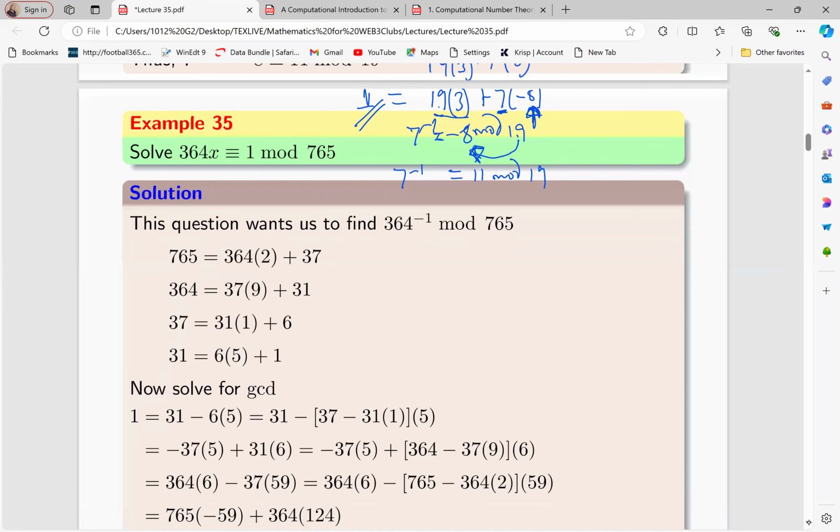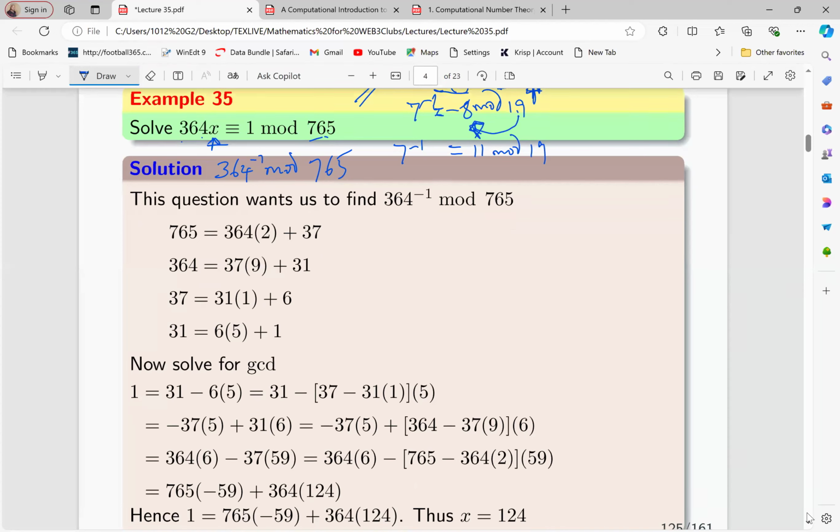Finding the GCD of 364 and this. And this question is asking you to find a value x. In other words, it's asking for the inverse of 364 mod 765. That's what the question is asking. It's telling you, find a number x, which when multiplied by 364 gives you 1. And that is how we define the inverse of a number: another number which when multiplied by a gives us 1.